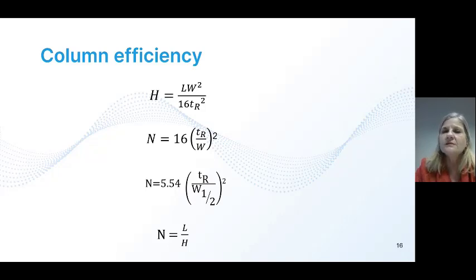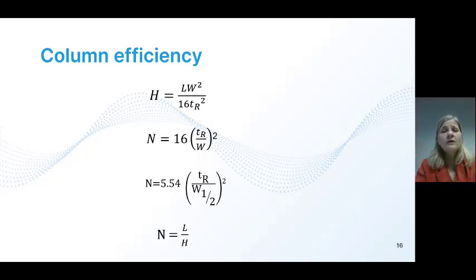Then another term is the theoretical number of plates. The theoretical number of plates once again contains the retention time and peak width. Another way of expressing a theoretical plate would be at half peak width. And the last expression is that the theoretical number of plates is the length of the column divided by your plate height. So to increase N, the theoretical number of plates, we need a longer column and a smaller H value, a smaller plate height.